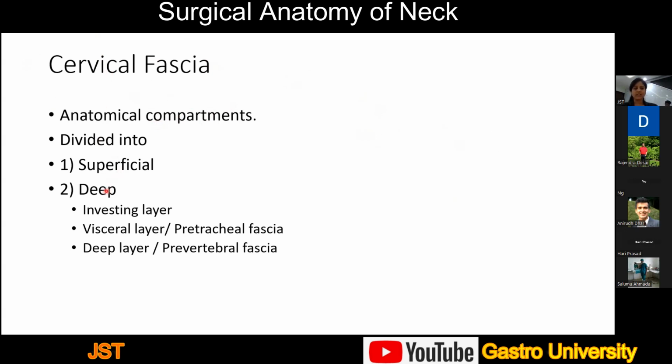Now, this has essentially two layers. One is the superficial and the other is the deep. The deep layer of fascia again has three layers, and we're going to briefly look at it. So first, let's talk about the superficial fascia. It is a very thin layer of fascia, and the only purpose of this fascia is that it encompasses and completely encloses the platysma muscle.